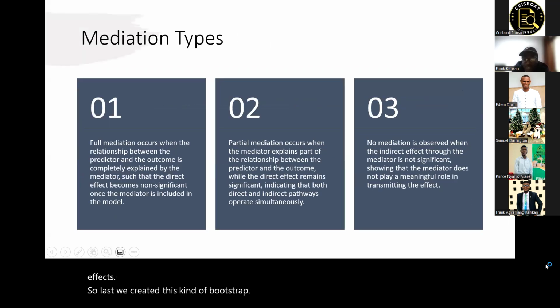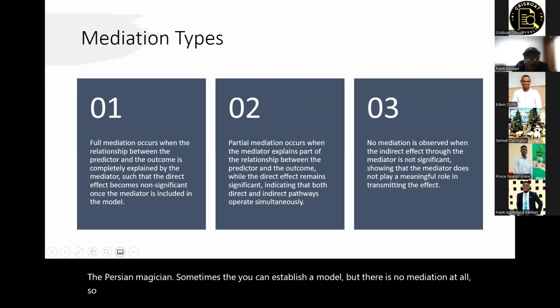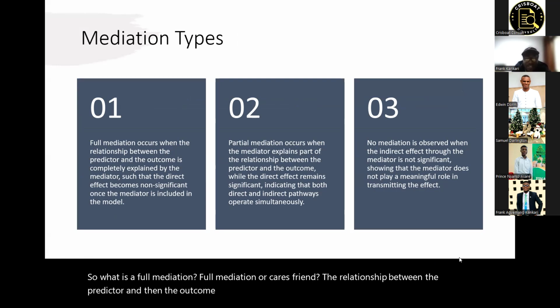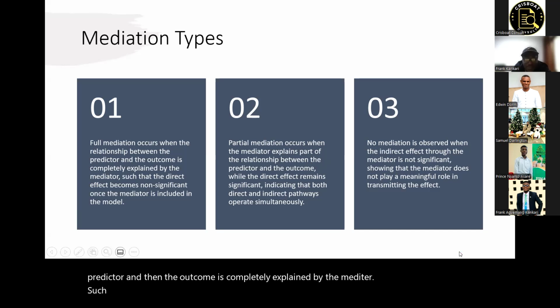Now let's look at the types of mediation. We have what we call the full mediation, the partial mediation. Sometimes you can establish a model, but there's no mediation at all. So what is a full mediation? Full mediation occurs when the relationship between the predictor and the outcome is completely explained by the mediator, such that the direct effect becomes non-significant once the mediator is included in the model.